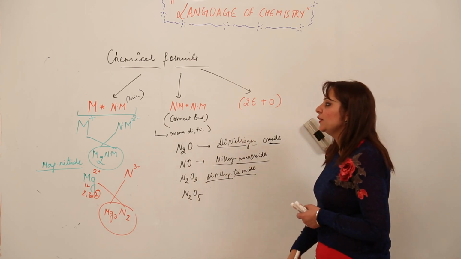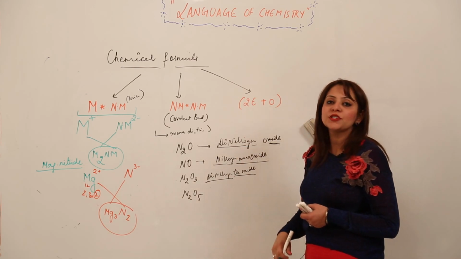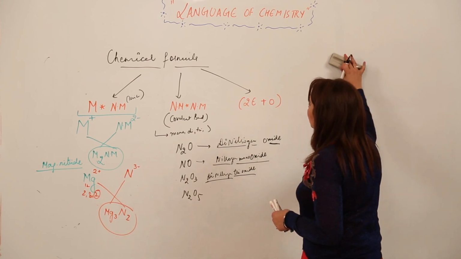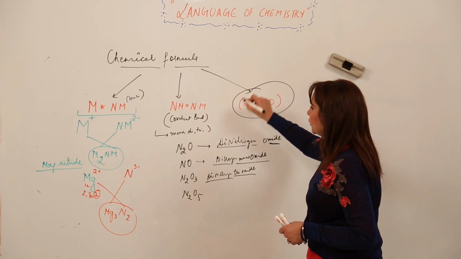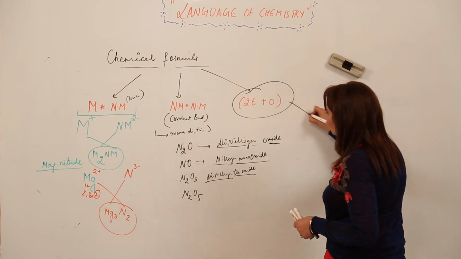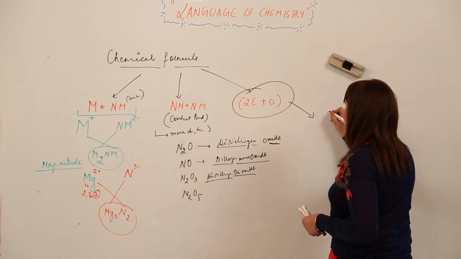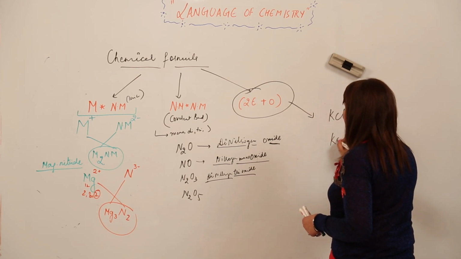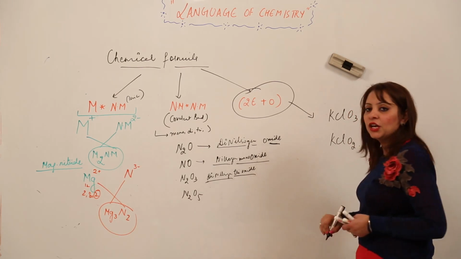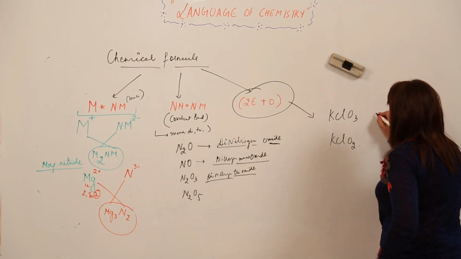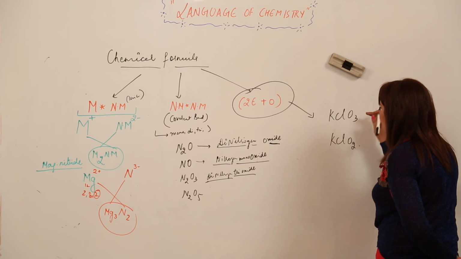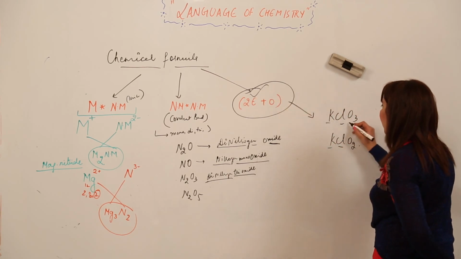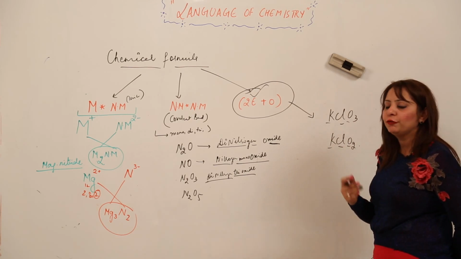So this is how you are going to name the non-metal compounds which are bonded to each other by covalent bonds. Similarly, we have compounds between two elements and oxygen. For example, the example coming to my mind is KClO3 and KClO2. What do you call them? They both appear to be the same. They consist of 2 elements and oxygen. Oxygen can be 1, 2, 3, 4, any number.